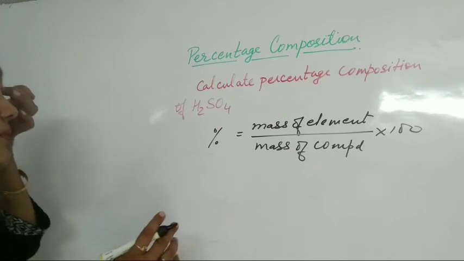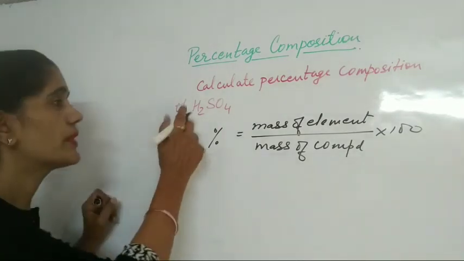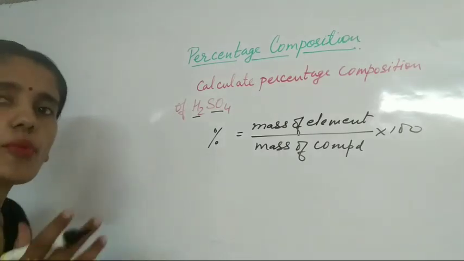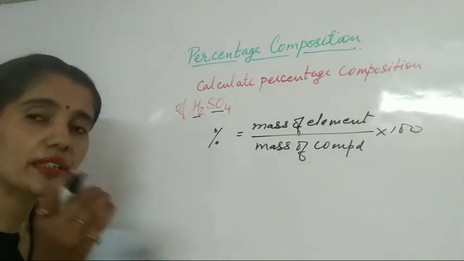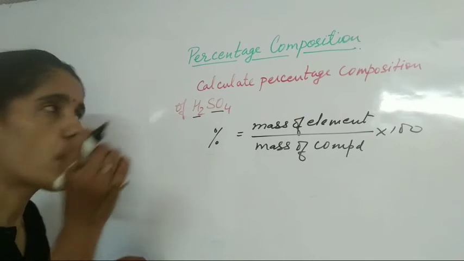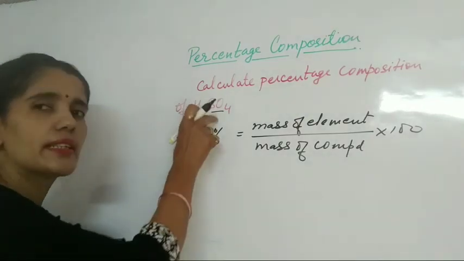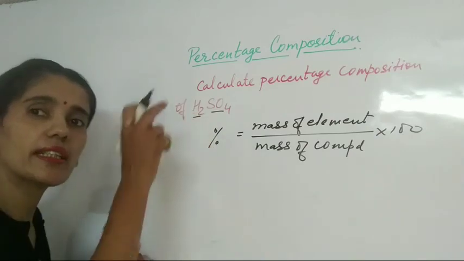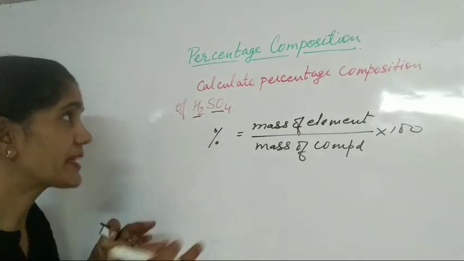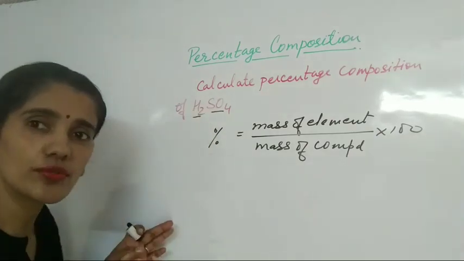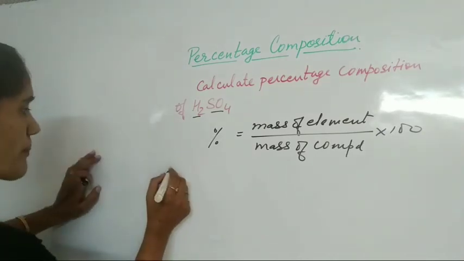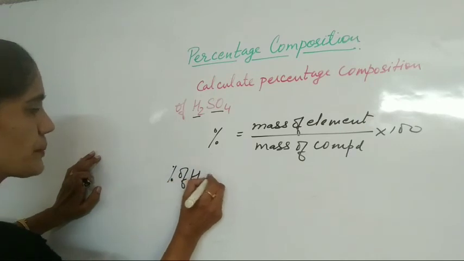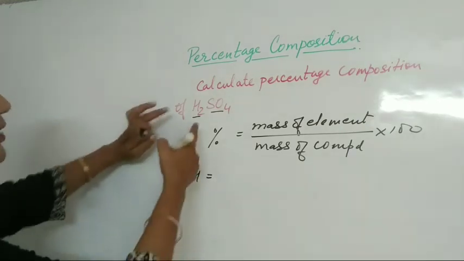Now, one by one, we are going to calculate the mass percentage of each. What do we mean by percentage composition? It means how many percent of hydrogen is present in H2SO4, how many percent of sulfur is present in H2SO4, and what is the percentage of oxygen in H2SO4, so that we can calculate. See, percent of hydrogen, how are we going to calculate?